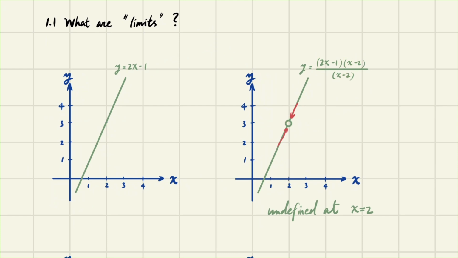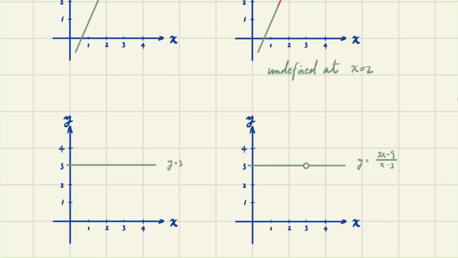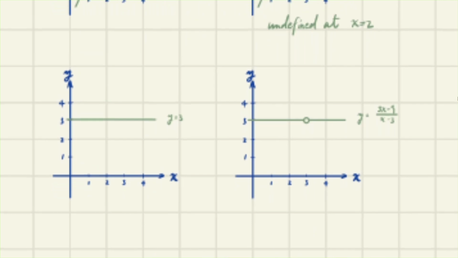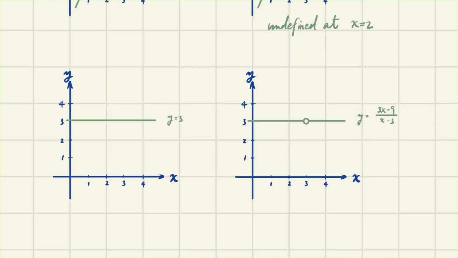Right? Now let's look at the second example. I should have started with this one, but it's okay. Let's look at these two lines. The first function is y equals 3. The second one, (3x minus 9) over (x minus 3). Now what's the difference? Firstly, I can factorize the second function into 3 times (x minus 3) over (x minus 3). So it's the same example.